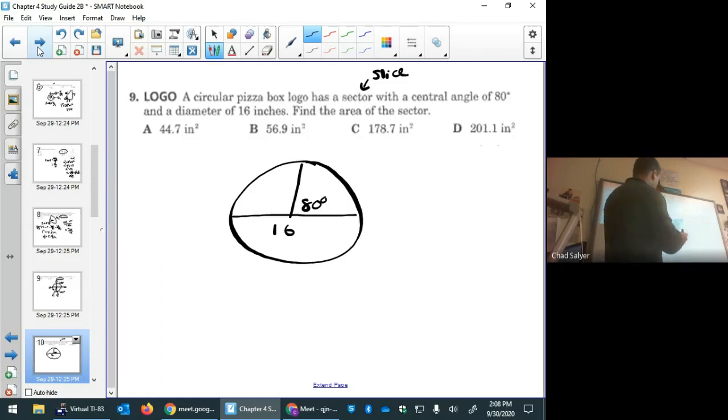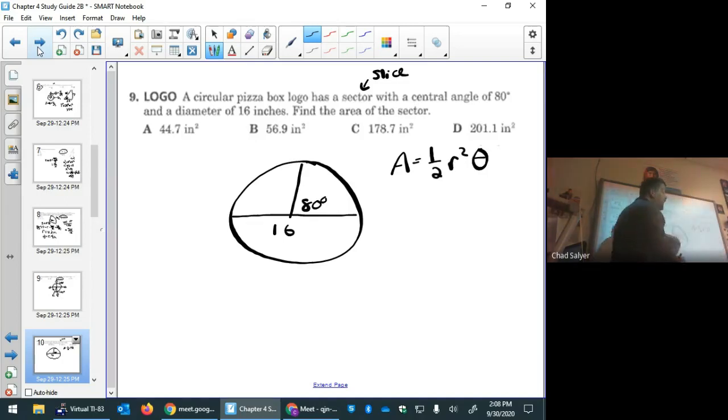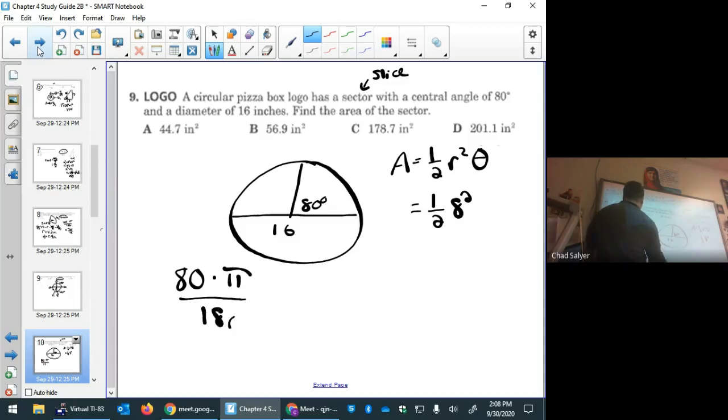Okay, so first of all, we have to remember that the area equals 1/2 r squared theta, where theta is once again only in radians, not in degrees. Here we've got it in degrees, we'll have to convert. But I do know the radius, which is half the diameter. And then we have to figure out the angle in radians. So 80 times pi over 180.